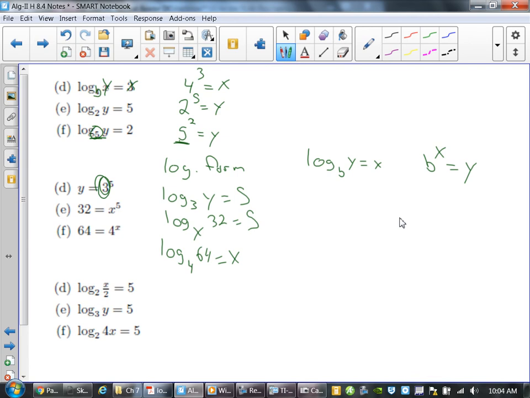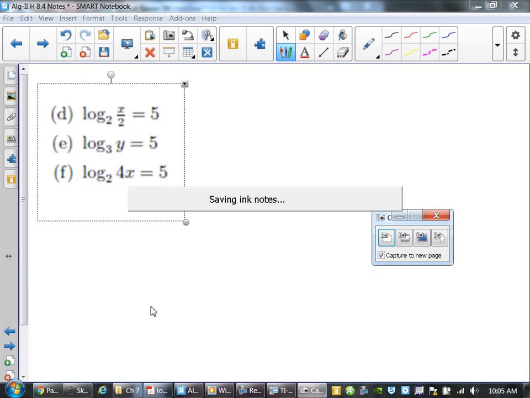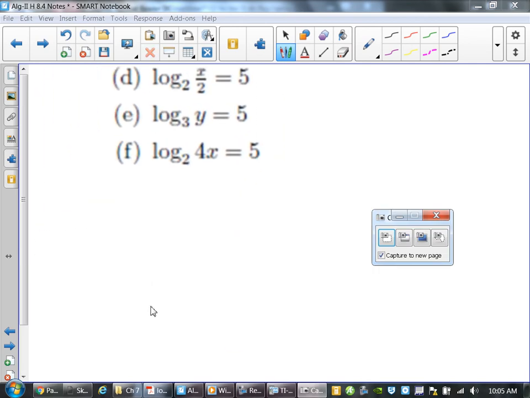The last one says solve. Solving. I'm going to put this on a clean one so I have a little bit more space. So we have log base 2 of x over 2 is 5. Let's throw this back into exponential form because it's always easier to solve. What would that look like? Excellent. 2 to the 5th equals x over 2.